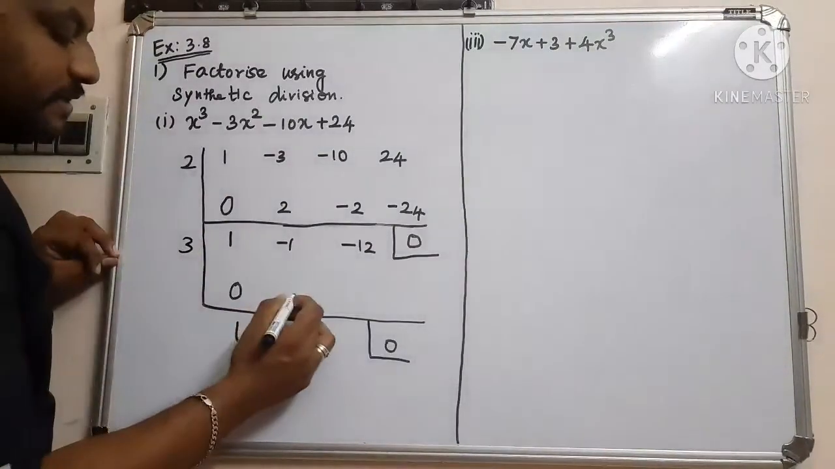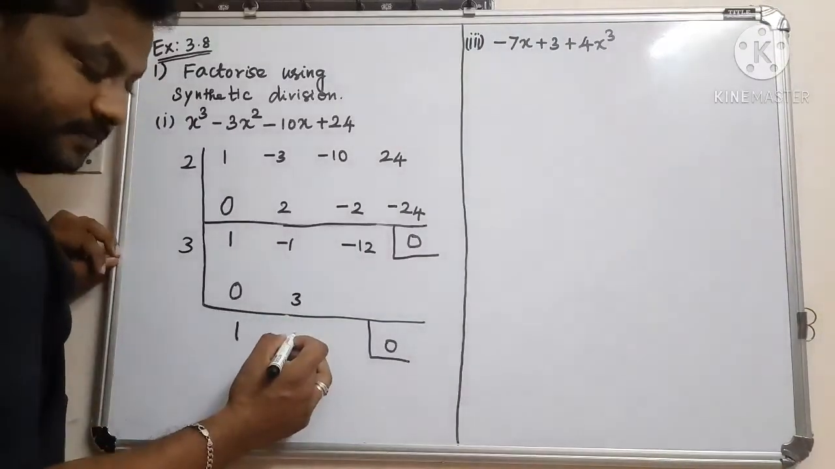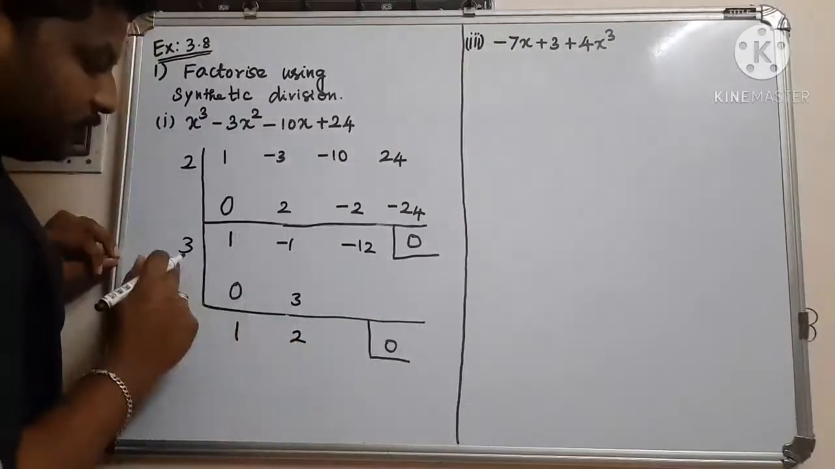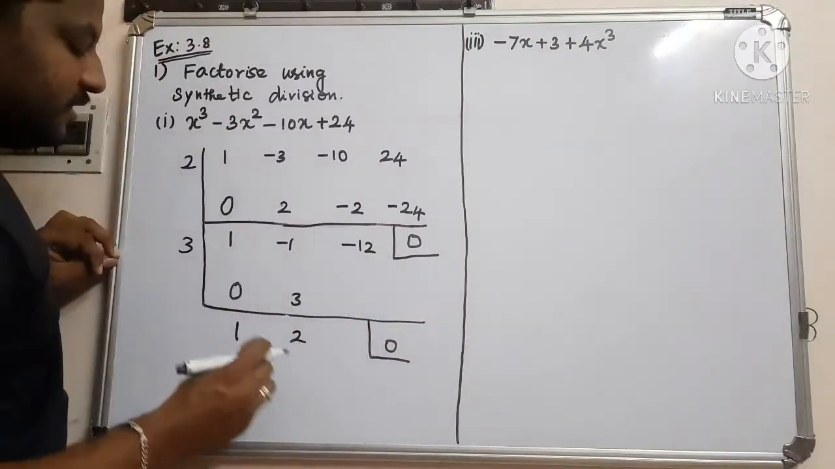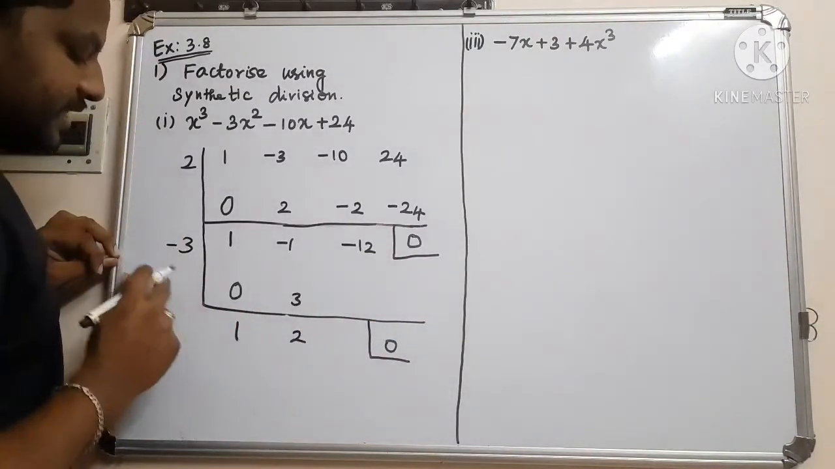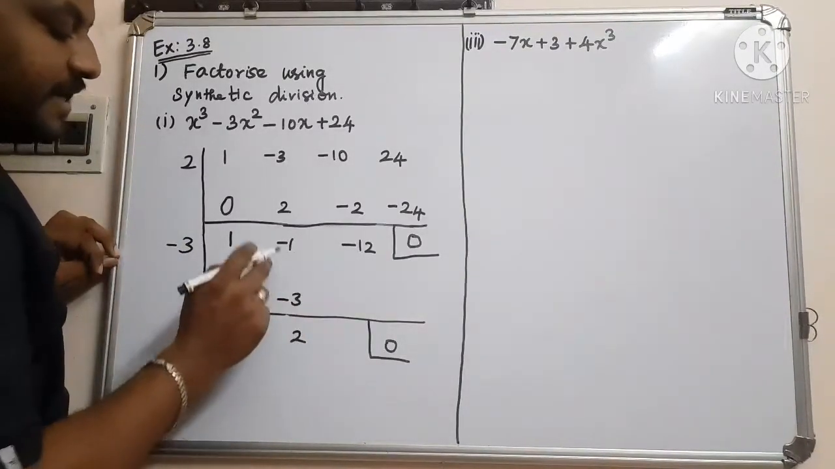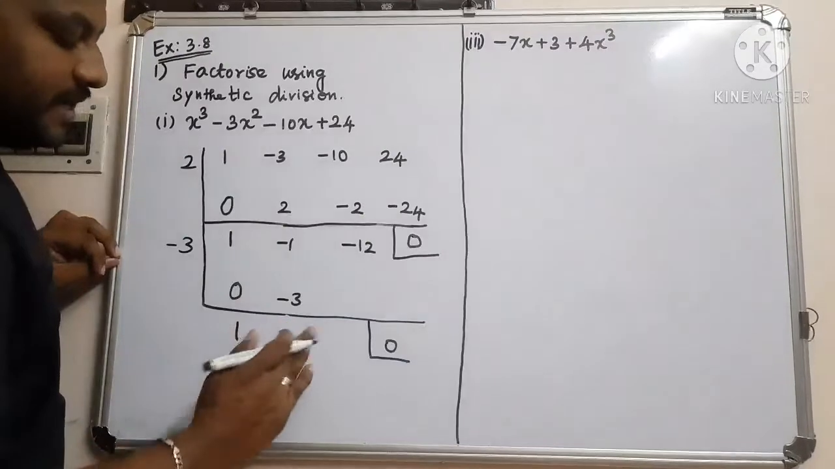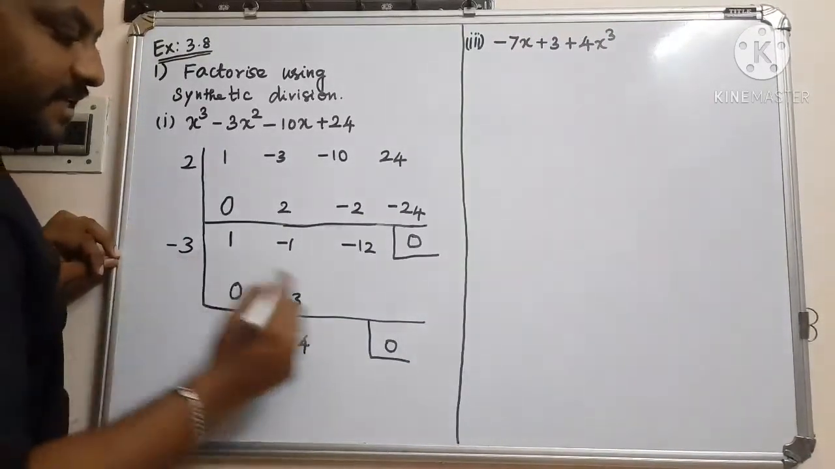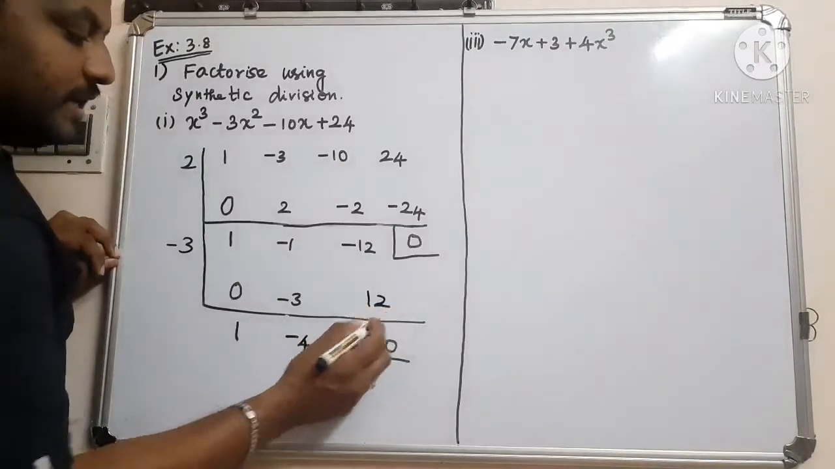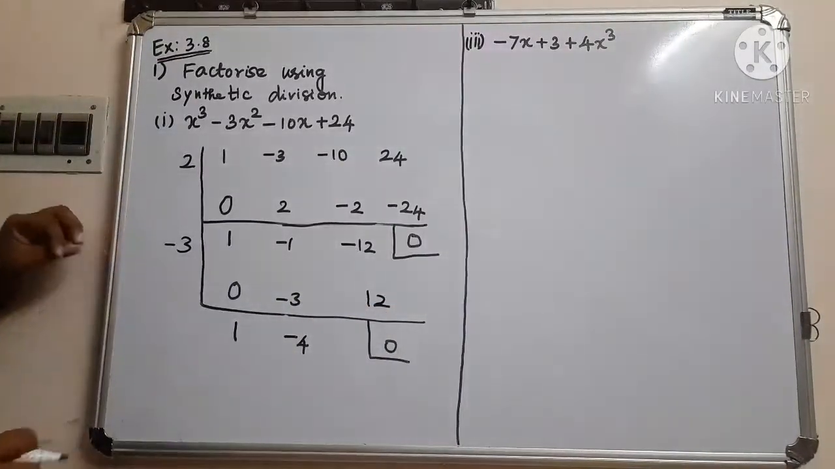3 into 1, 3. 3 minus 1, 2. 3 2s are 6. So minus 12, 6 is not possible. So you have to try with minus 3. Minus 1, minus 3 into minus 1, minus 3. Minus 3 minus 1, which is equal to minus 4. Minus 4 into minus 3, which is equal to plus 12. So plus 12 minus 12, which is equal to 0. So minus 3 is a factor.